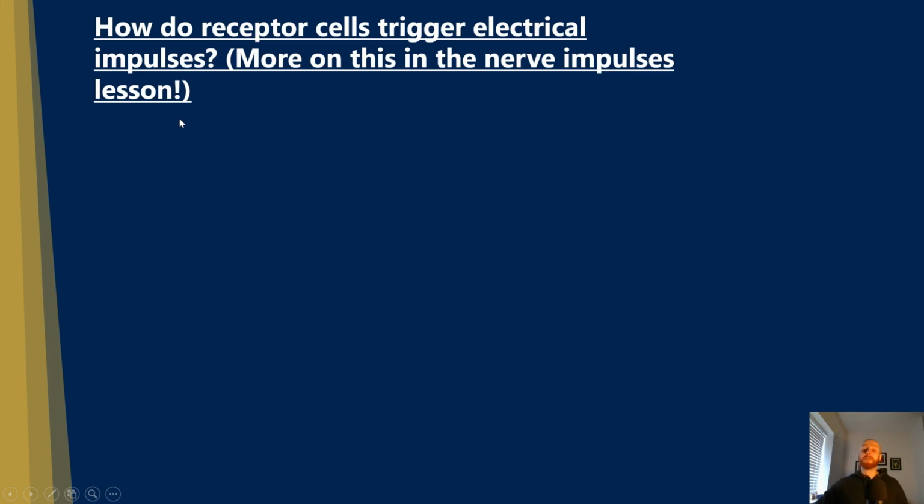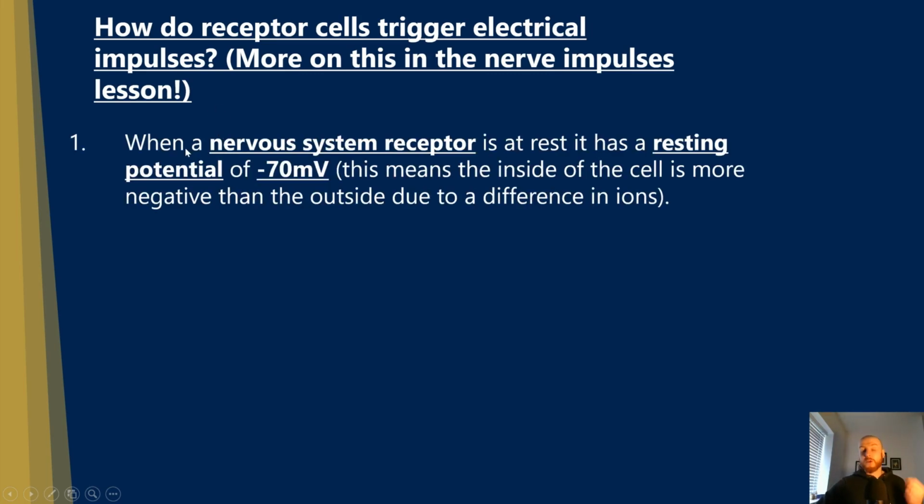So how do receptor cells trigger electrical impulses then? Well, number one, when a nervous system receptor is at rest, it has a resting potential of minus 70 millivolts. And again, check out my videos on this for more information. I really break it down in a nice way. But for now, just know that when your neurons are at rest, they have a negative charge within them.